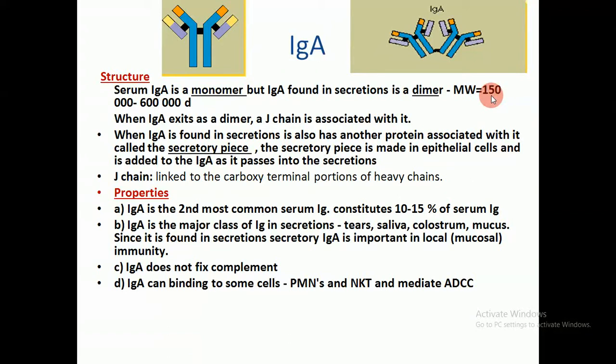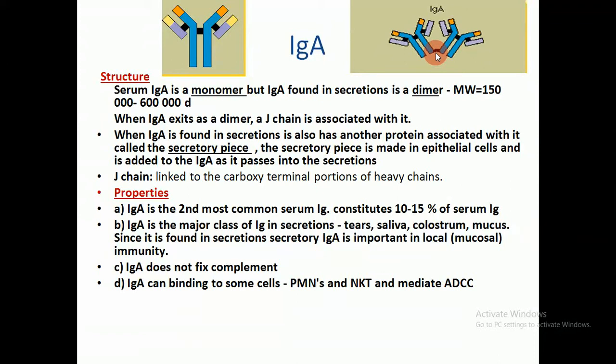The molecular weight varies between 150,000 to 600,000 Dalton, because if it is a monomer, its molecular weight is 150,000, while when it is a dimer, it is 600,000 Dalton. When IgA exists as a dimer, a J chain is associated with it. This is the J chain that holds the two antibodies and prevents them from dissociation.